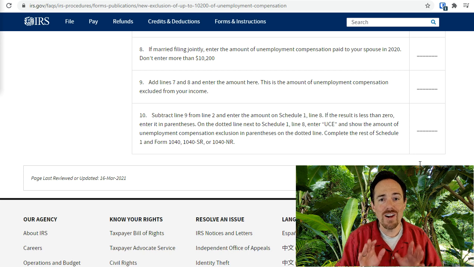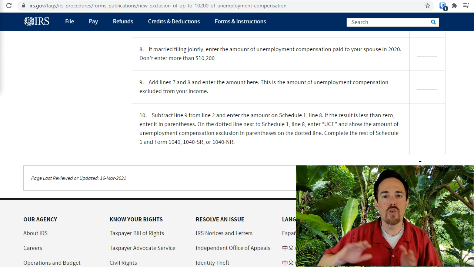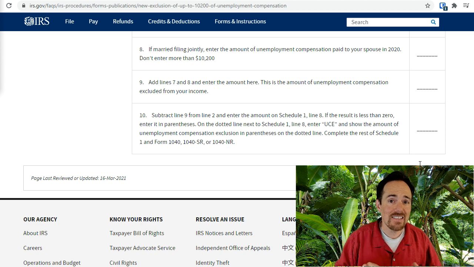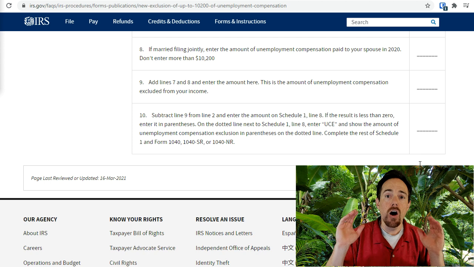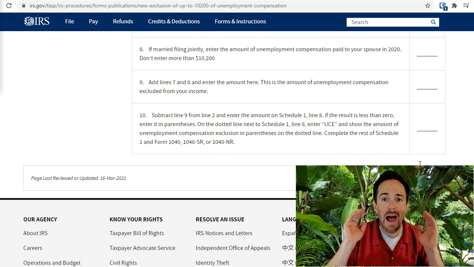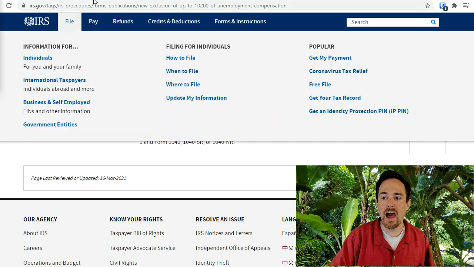This is kind of a weird way of excluding. Usually, when you don't have to report income on your tax return, the IRS just lets you leave it off your tax return. That's how they normally exclude things. However, in this case, they want you to report the total amount of your unemployment compensation on the unemployment compensation line, and then they want you to subtract the exclusion on the other income line. I'm putting my hands up like this in parentheses, indicating that you subtract the exclusion. This is what's weird about this particular exclusion.